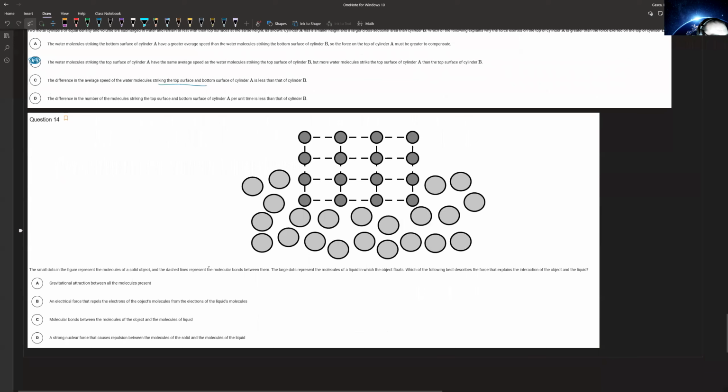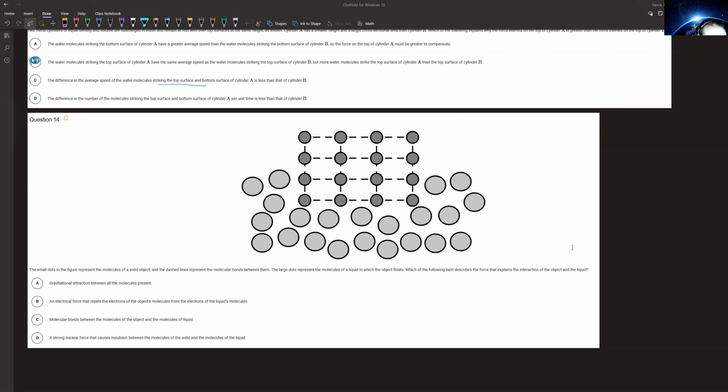Okay. The small dots in the figure represent the molecules of a solid object and the dashed lines represent the molecular bonds between them. The large dots represent the molecules of a liquid in which the object floats. Which of the following? Oh, you've got to go now? All right, no problem. We'll see you again. Have a good week until then. Which of the following best describes the force that explains the interaction of the object and the liquid?